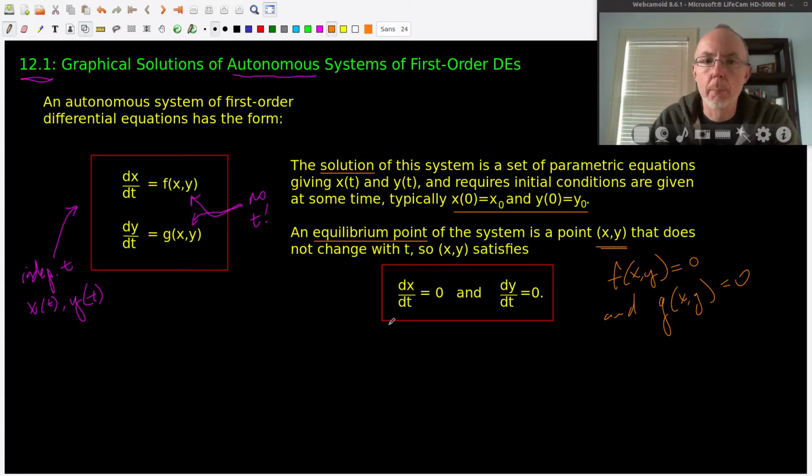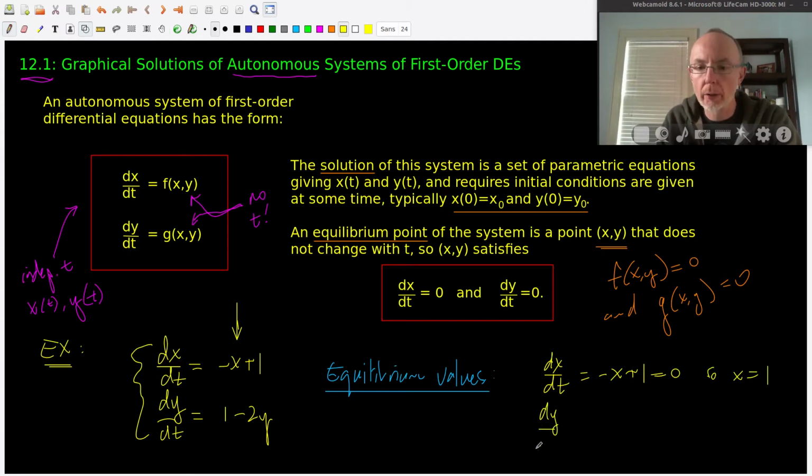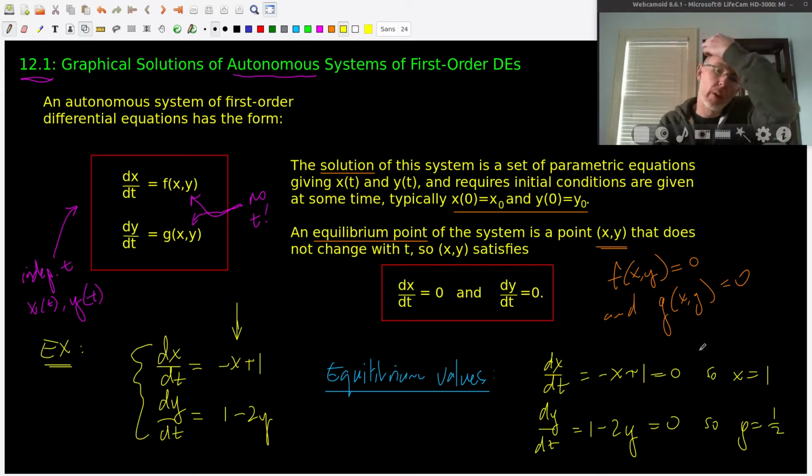Let's see an example. So here's two differential equations, dx/dt, dy/dt, and they're autonomous because there's no explicit dependence on t on the right-hand side. So giving the differential equations is essentially just giving the functions f and g. So in this case, if we want x not to be changing, then we need the quantity minus x plus 1 to equal 0. And so in that case, x must be 1. And if we want y not to be changing, then we're going to have the equation 1 minus 2y is equal to 0. And solving for y, that gives us 1/2.